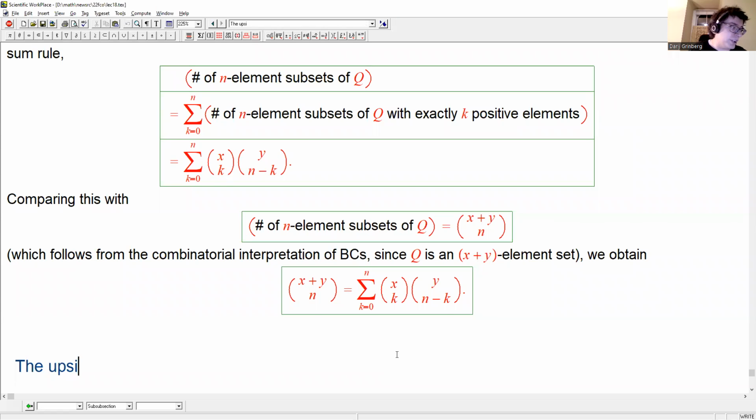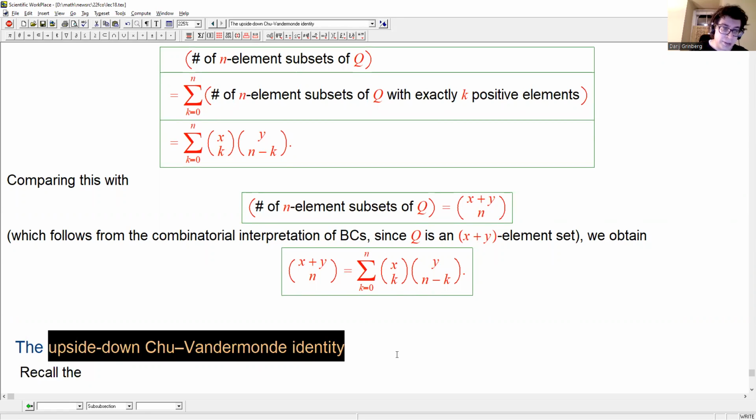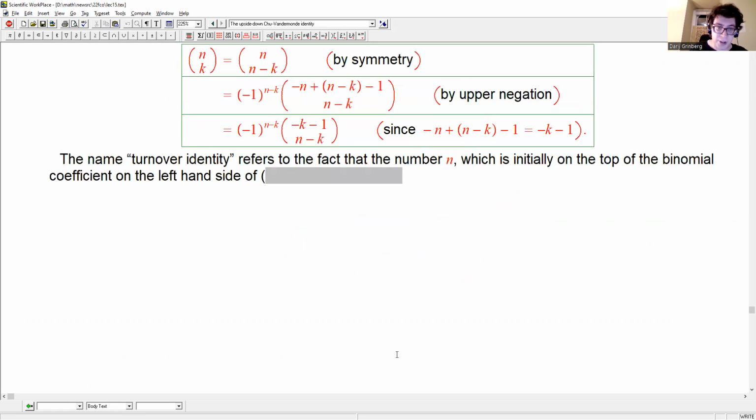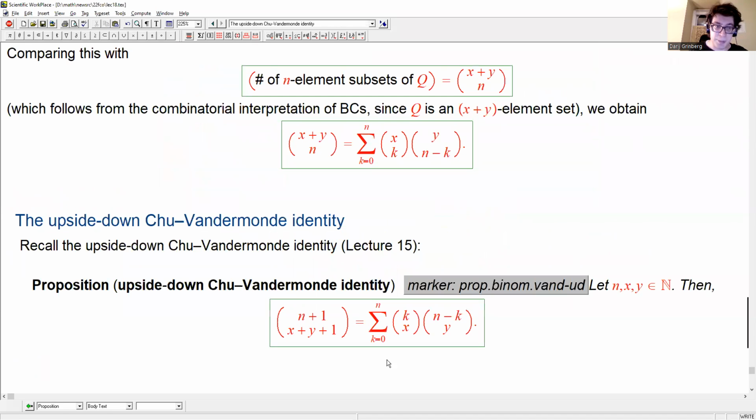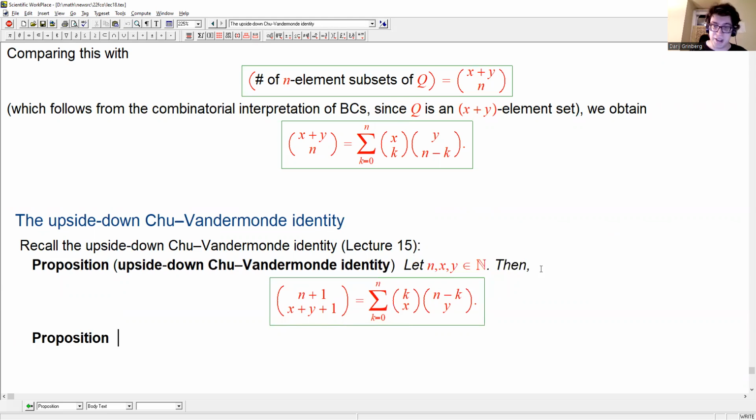Here is another application, the upside down Chu-Vandermonde identity. So what is it saying? This was again in lecture 16, I believe. No, I think it was lecture 15. So I'm just gonna copy paste it from the notes. This is what it's saying.